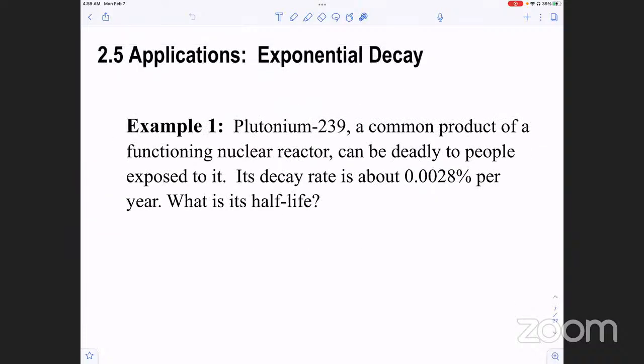It says that plutonium-239, a common product of a functioning nuclear reactor, can be deadly to people exposed to it. Its decay rate is about 0.0028% per year. What's the half-life?